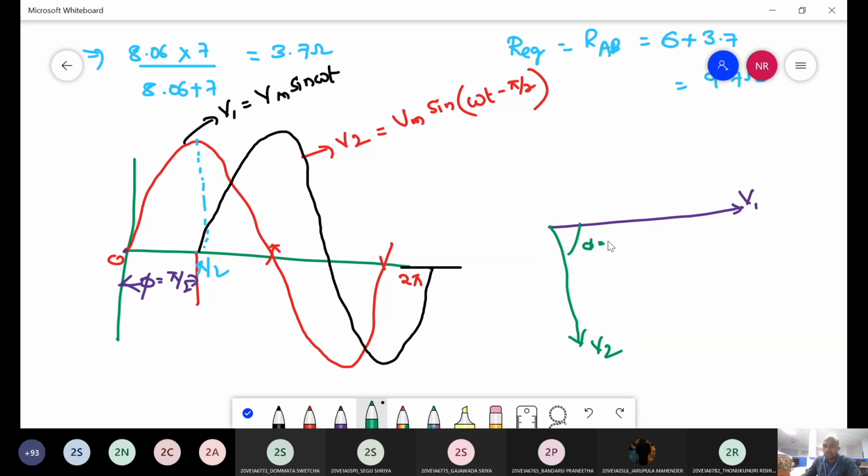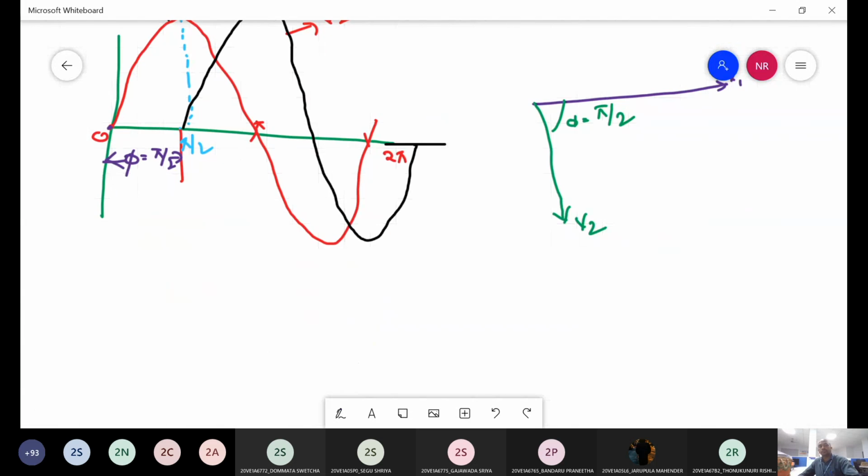Then here, what is the phi? Phi is equal to pi by 2, not minus pi by 2 here. This minus sign indicates it is lagging. Is this clear? Yes, sir.